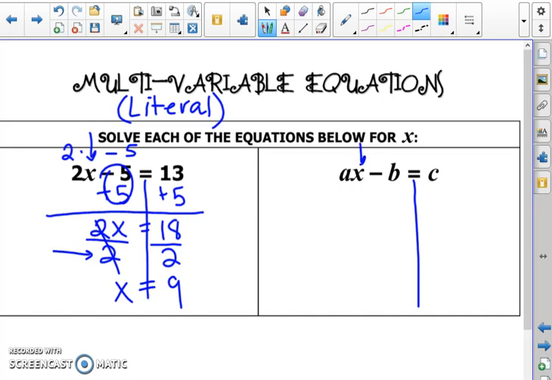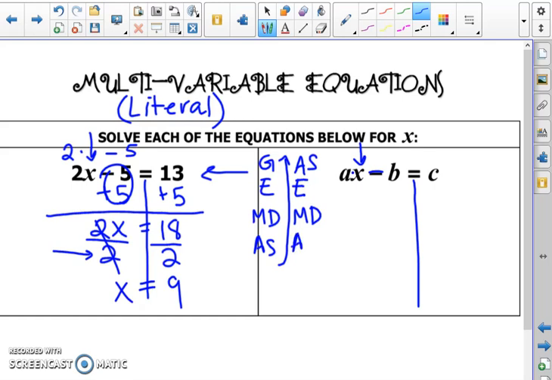So let's say for this one we're solving for x. So looking at x, I can see that it's being multiplied by a and then subtracted by b. Just like in our algebraic equation, we're going to follow the same steps in inverse order of operations. So instead of GEMDAS, or grouping symbols, exponents, multiply, divide, add, subtract, we're going to go in inverse order. We're going to look for addition, subtraction, then multiply, divide, then exponents, then grouping symbols, okay?